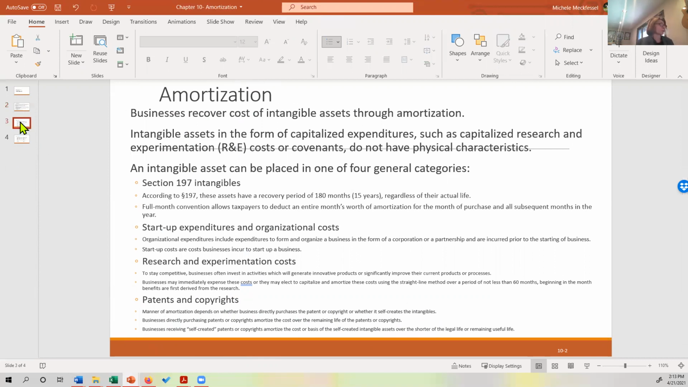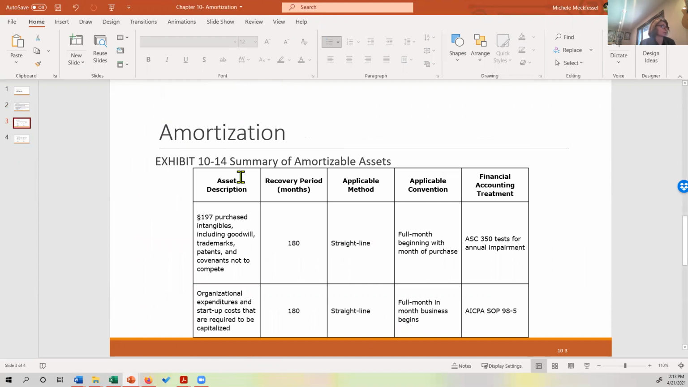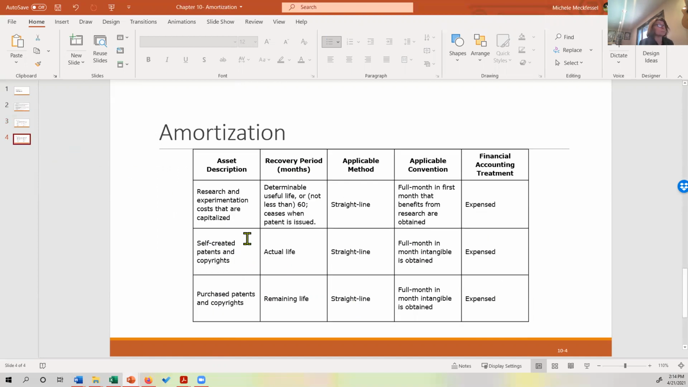Okay. There are a couple of charts in your books. Here is the first one. And so this is exhibit 10-14. And this gives you the recovery period, right? The type of asset that you're talking about, the recovery period, the methodology, okay? The convention. And then it also talks about the financial accounting treatment, very, very generally speaking, okay? So this chart and then the next one that I've included is also pretty handy, okay?